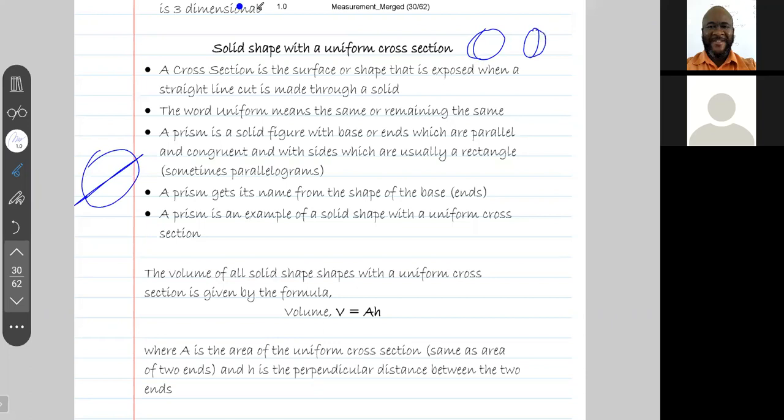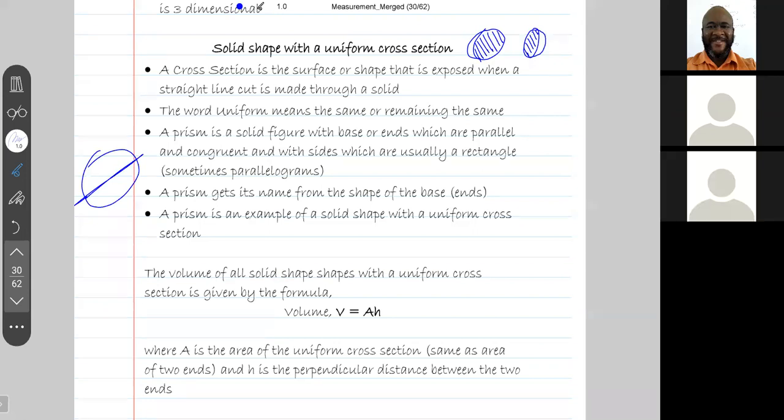You see this surface, the surface that is exposed, it's called the cross-section. The surface that is exposed when I cut my orange in two is called the cross-section. What I'm asking you is, what is the shape of the surface that is exposed when you cut an orange? Anybody? A circle. Very good.